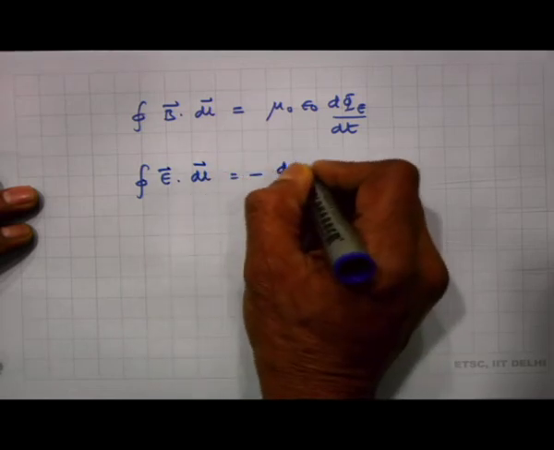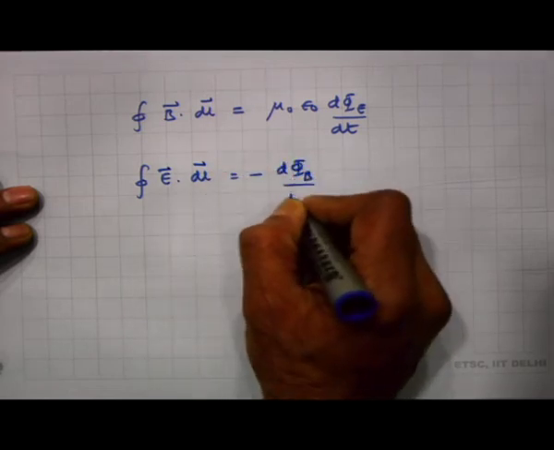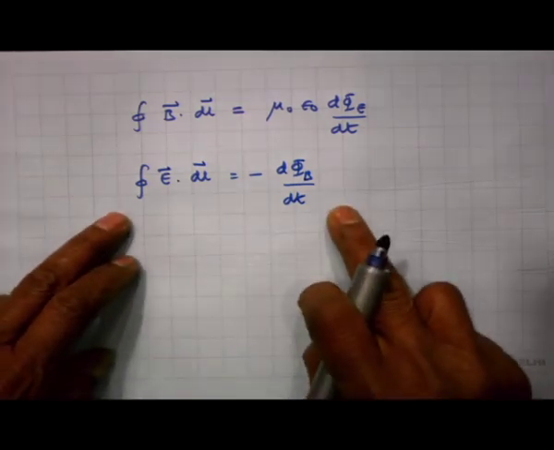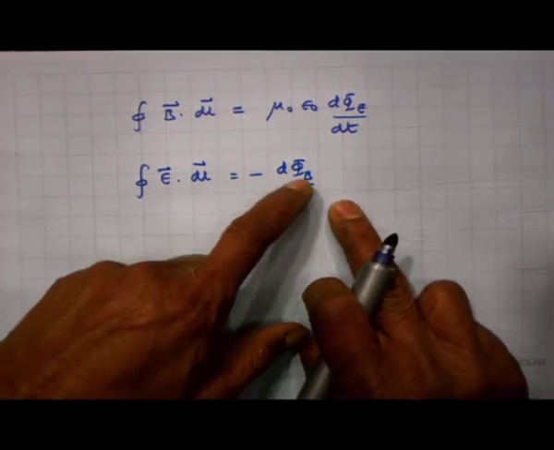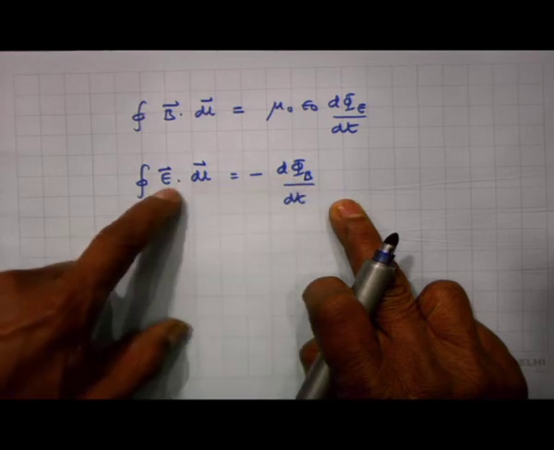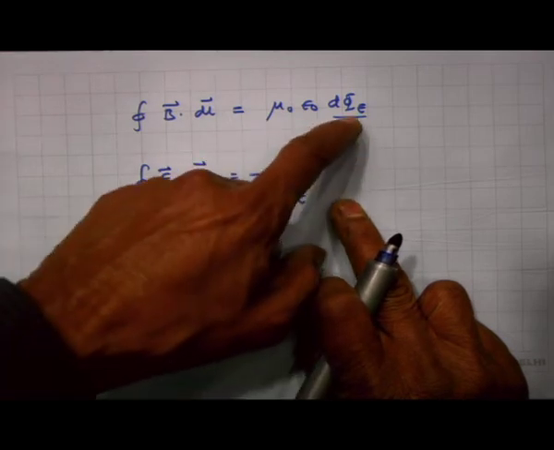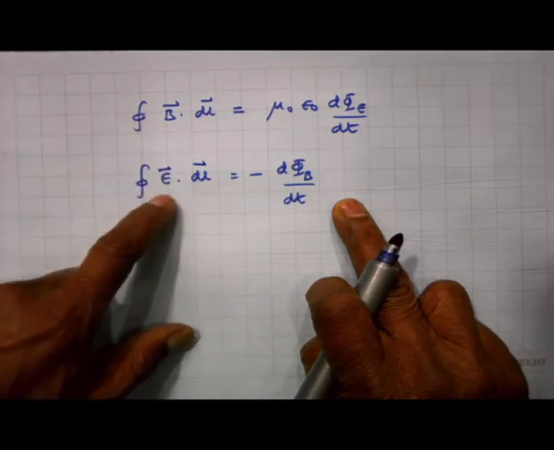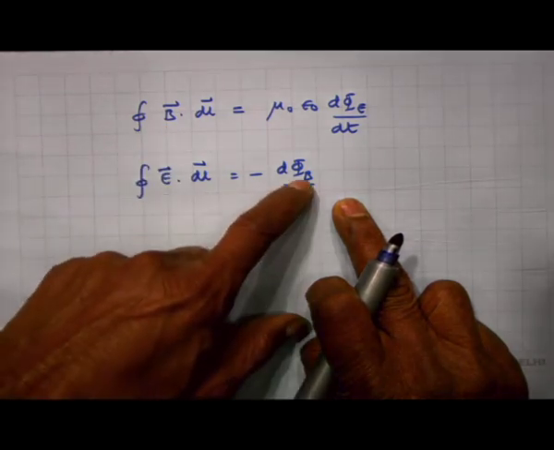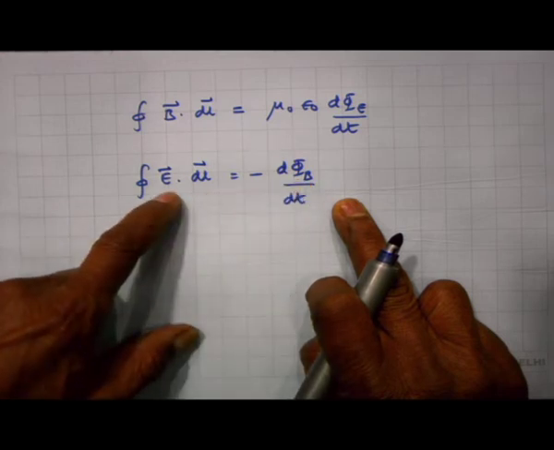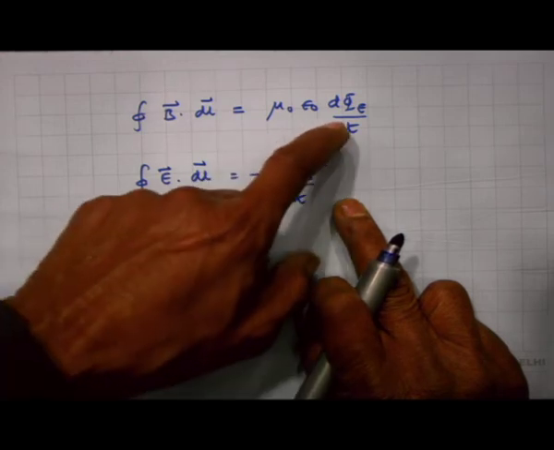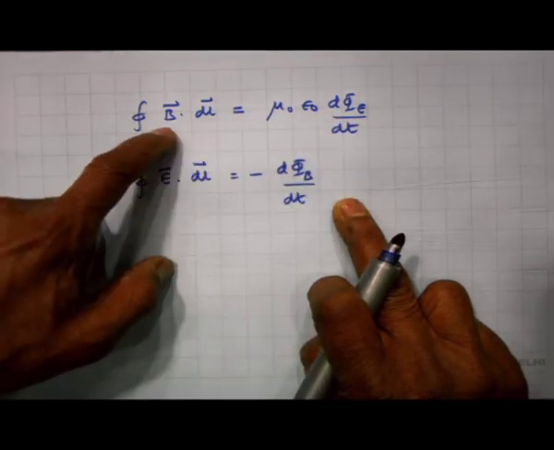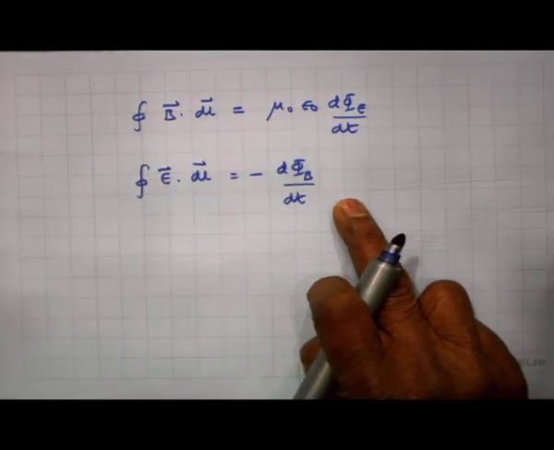equals minus the rate of change of magnetic flux; this is Faraday's law. A changing magnetic flux induces an electric field, a changing electric flux induces a magnetic field. Faraday's law of induction tells me a changing magnetic flux induces an electric field in space, and a changing electric flux induces a magnetic field in space. So this term makes the electric and magnetic fields coupled to each other and symmetrizes the equations.